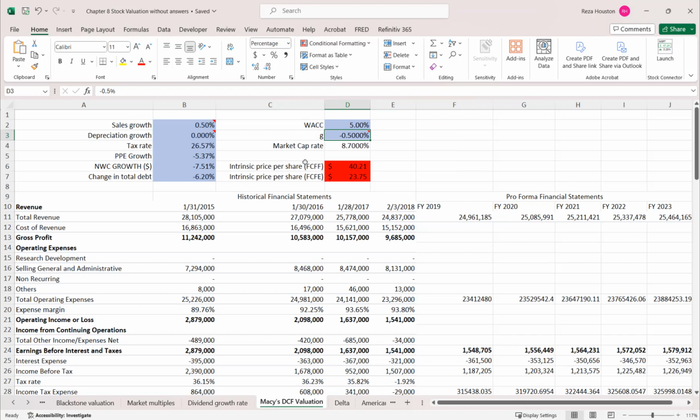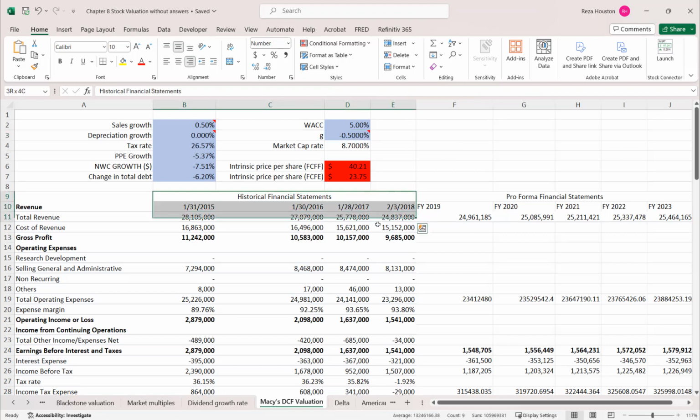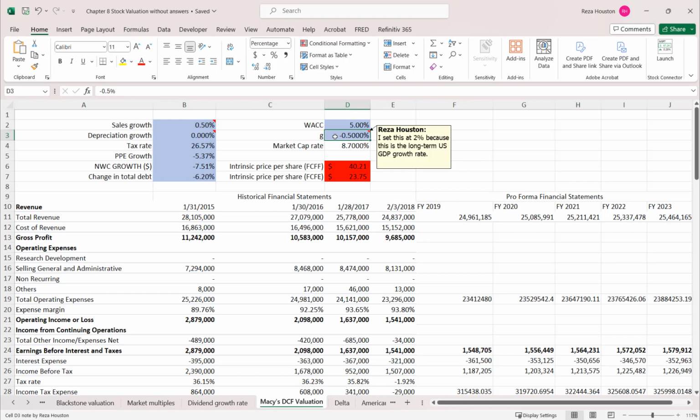But when I was building this model, notice here that for the actual historical financial statements, you can see that the total revenue is declining through time. It's declining by about 50 basis points a year. So I decided to just plug in a growth rate of negative 50 basis points, or negative 0.5%.